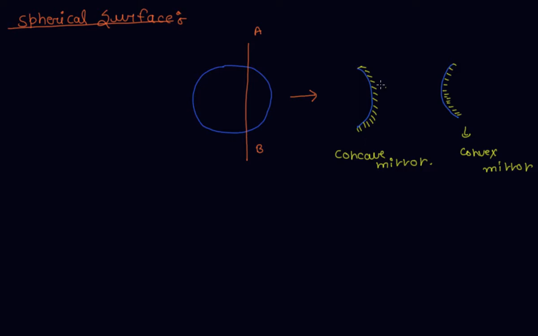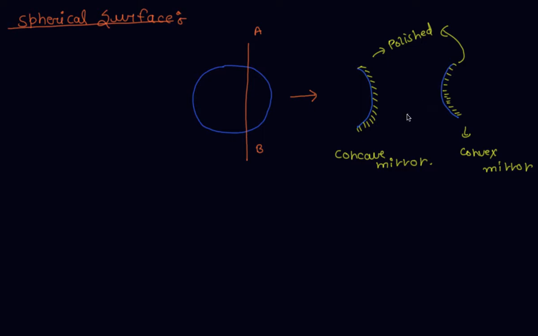In a concave mirror, the outer surface is polished and reflection takes place through the inner surface. And in case of a convex mirror, the inner surface is polished and reflection takes place through the outer surface.